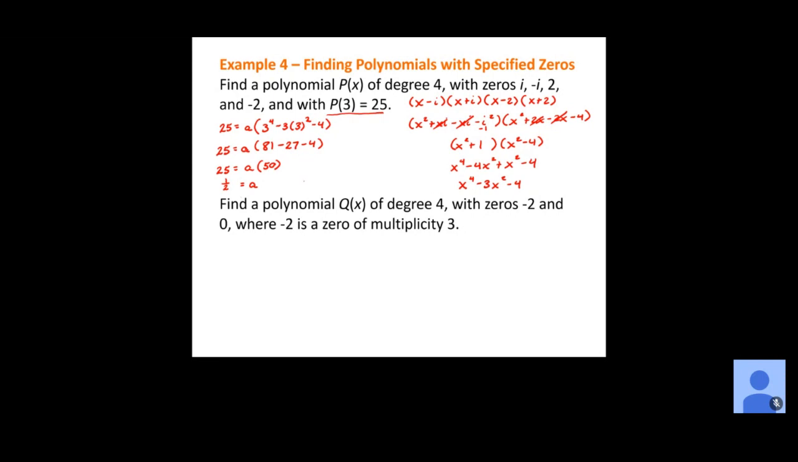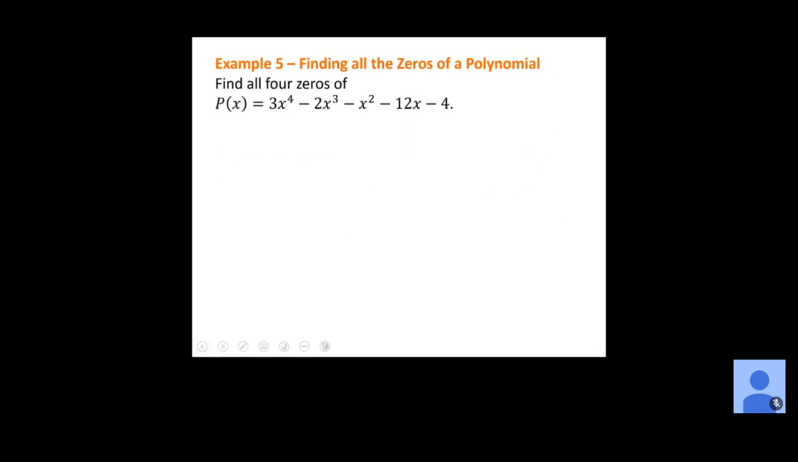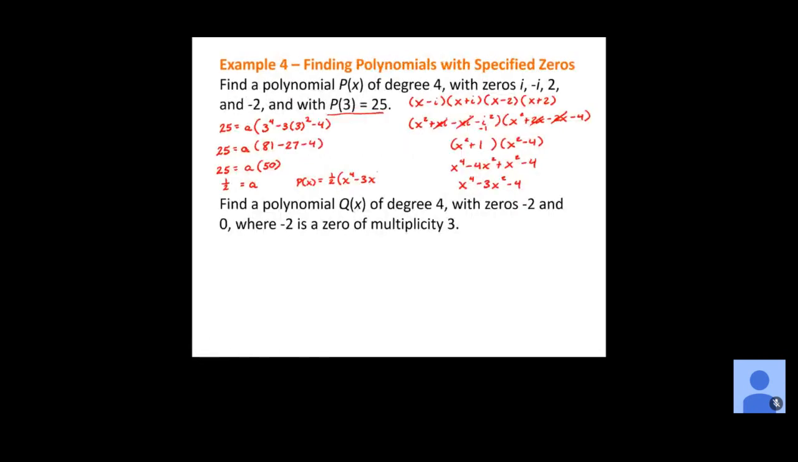So when I actually write out this polynomial, p of x is going to be equal to 1/2 times x to the fourth minus 3x squared, sorry, x squared minus 4. And you could distribute the 1/2 also if you wanted to do that and get 1/2 x to the fourth minus 3/2 x squared and then minus 2, right? That would be fine also. This is how you would find that a value. Plug in the 3 for the x, set it equal to 25, and then just solve for a to see what we actually need to multiply by.